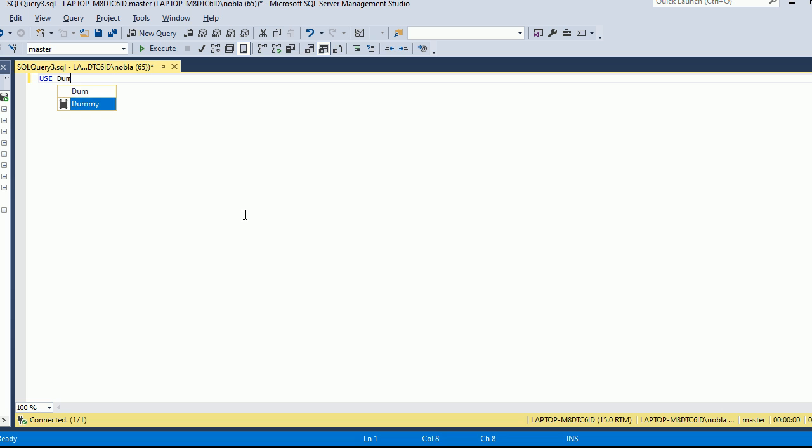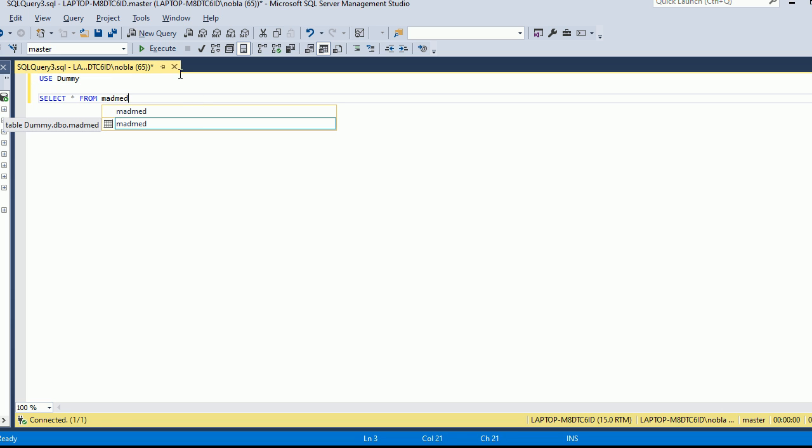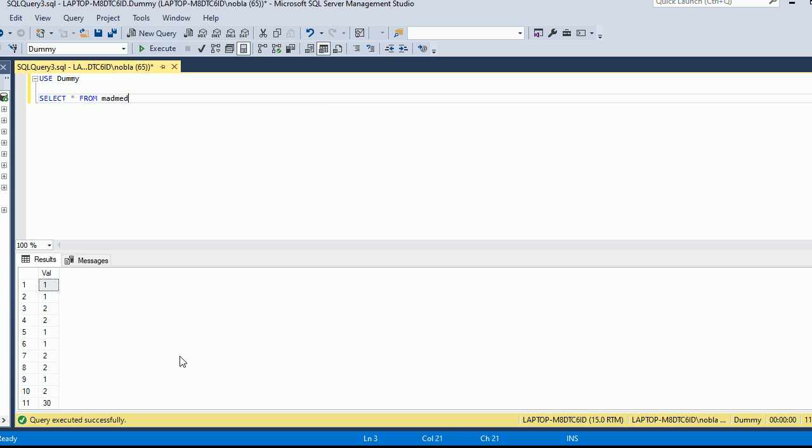Use the database, and then we'll select star from AdMed. And what we'll see, I'm going to do some live coding here, is that all of these values are integers. And so there are a lot of techniques we can use to cast an integer to a decimal, and some of them are pretty straightforward.